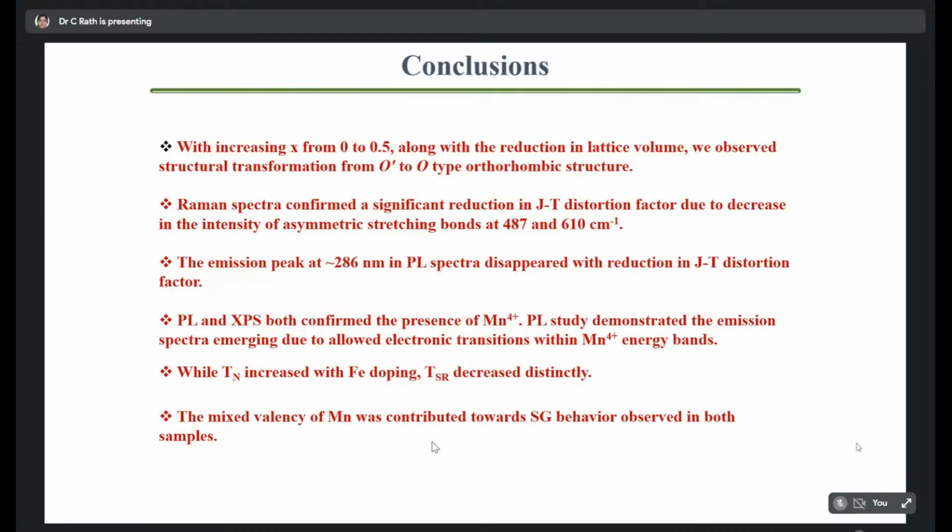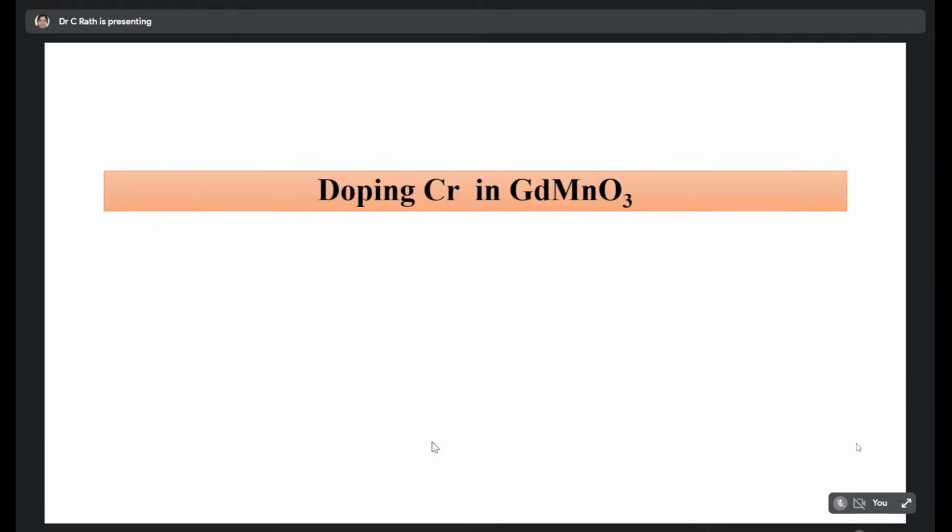Oh, how much time I have? Can I go for the chromium doping? Madam, 15 minutes. So let us flashback, not very elaborately, but I will just show the what happens in chromium doping.